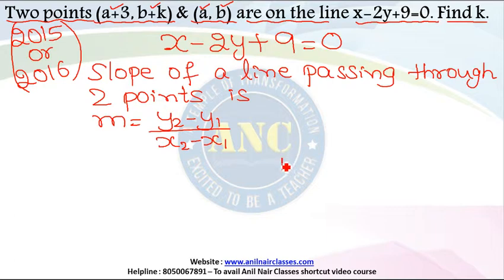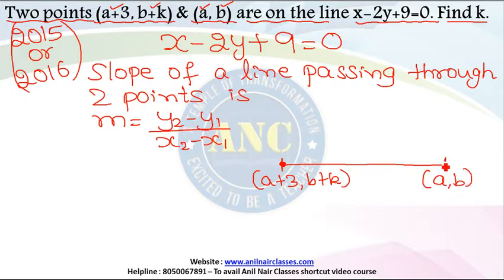That means there is a point here, and another point here. This particular point is nothing but (a+3, b+k). There is another point, and this point is nothing but (a, b). Now what are they asking? The slope of this particular line which is passing through 2 points. It is y2 minus y1 divided by x2 minus x1. So I can say that y2 minus y1 divided by x2 minus x1 can be the equation.